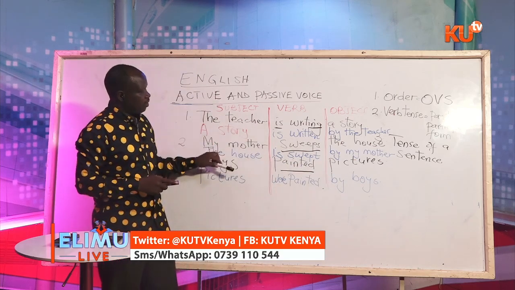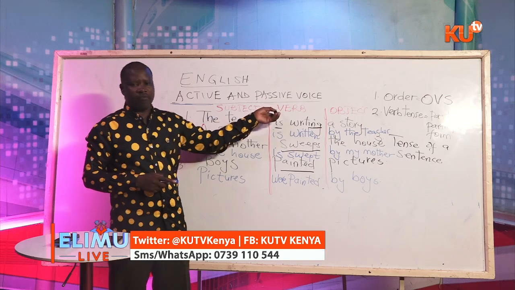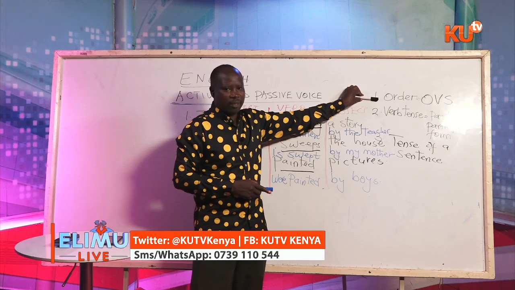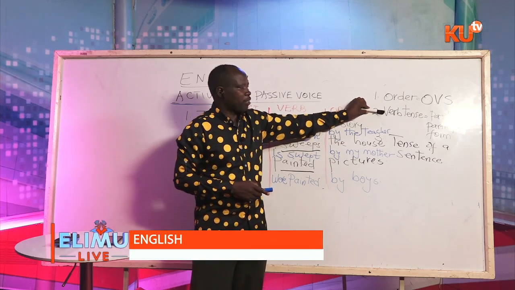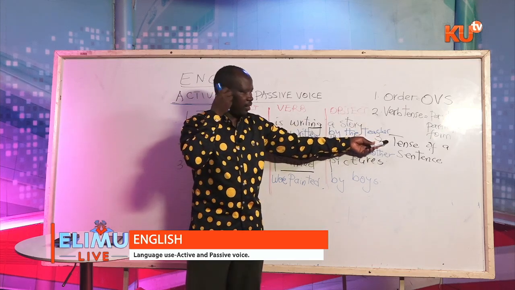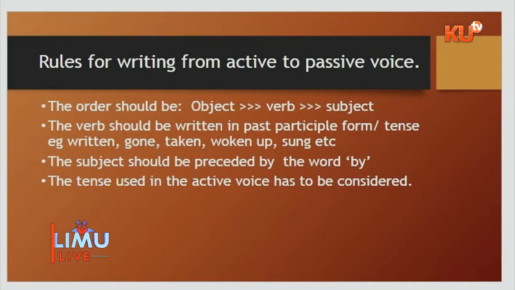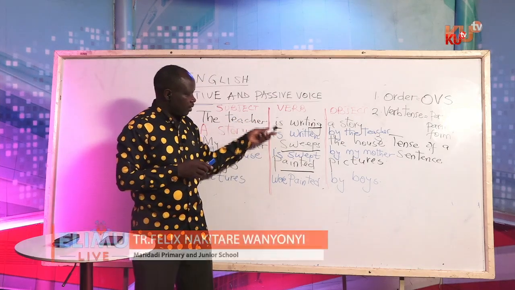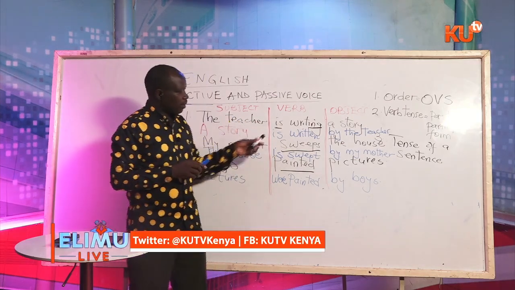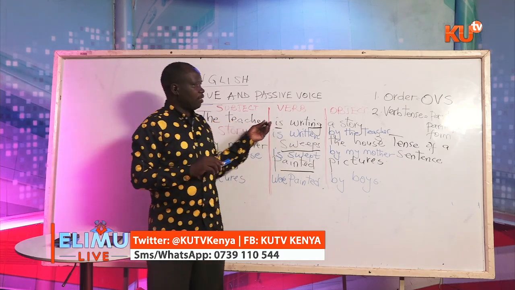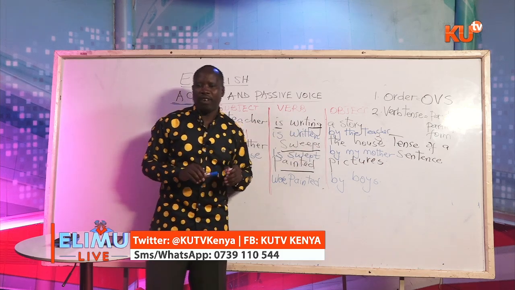So as you change your sentence from active to passive voice, ensure you remember these 3 rules. Rule number 1, the order. Rule number 2, the verb must be written in past participle form. And rule number 3, you must consider the tense of each sentence. And before I finish, I will give the breakdown of the helping verbs that we use in each of these different tenses. Now, on the screen, I want us to look at some more examples of sentences that have been changed from active to passive voice.